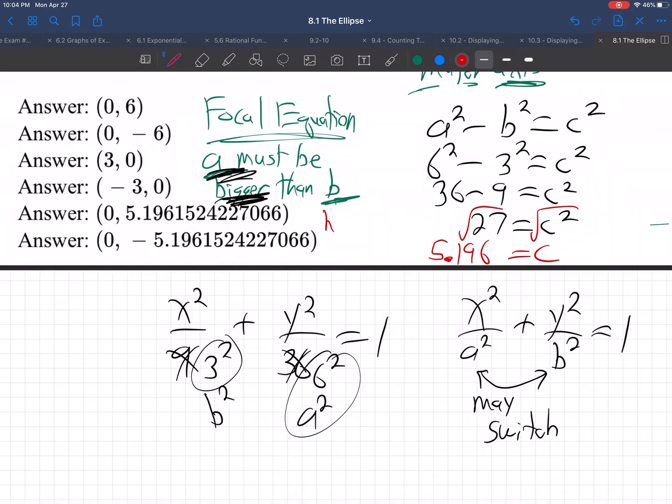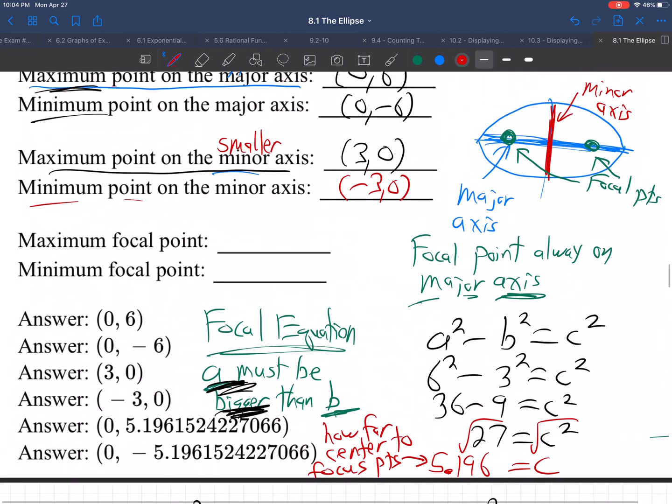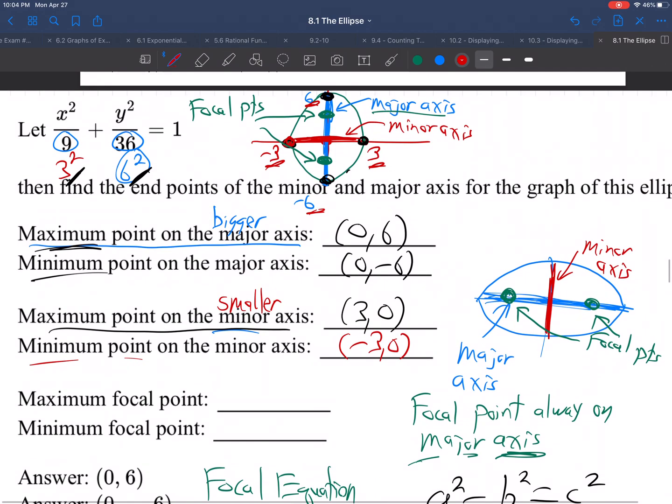C is how far from the center to the focus points. That's what that 5.196 is. Just like A and B are how far from the center, right? A and B right here are how far from the center to the edge. C is how far up there and down there, minus C, to the focal points.